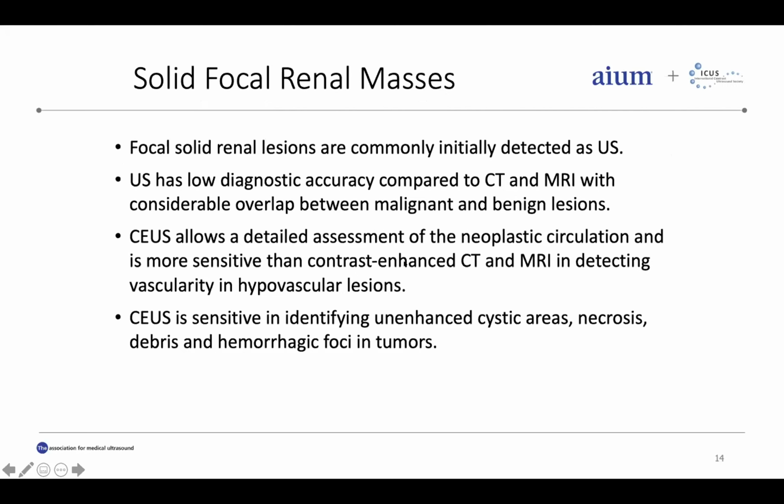Solid focal renal masses are common, initially detected by ultrasound, but ultrasound has a low diagnostic accuracy compared to CT and MR when the contrast is given, and there may be considerable overlap between benign and malignant lesions. And CEUS allows detailed assessment of the neoplastic circulation and is more sensitive than contrast-enhanced CT and MR in detecting vascularity and hypovascular lesions. CEUS is sensitive in identifying unenhanced cystic areas, necrosis, debris, and hemorrhagic foci within tumors.